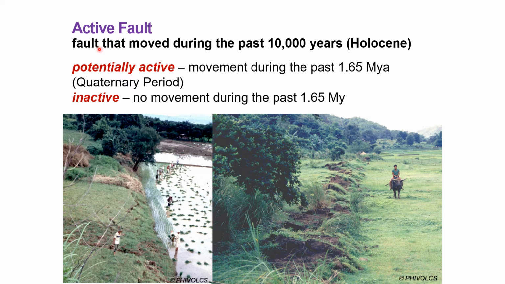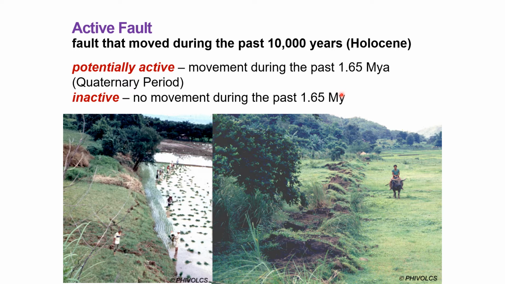And then, there's also a potentially active fault. These are the faults that have had movement during the last 1.65 million years. So, ibig sabihin, ito yung mga faults that were preserved in the rocks or preserved in maybe soil pa rin, pero medyo matanda na sila. Like, they are older than 10,000 years, wala silang masyadong active movement in recent time. Whereas inactive faults, these are the faults na wala talagang movement during the past 1.65 million years and they are preserved in the rock record.